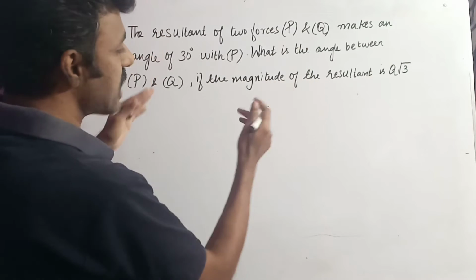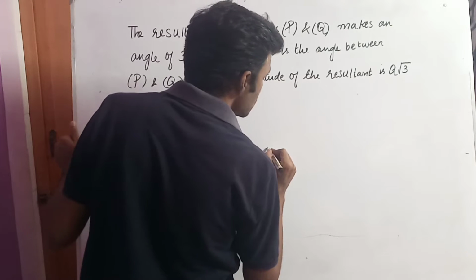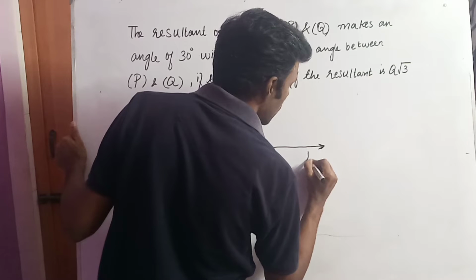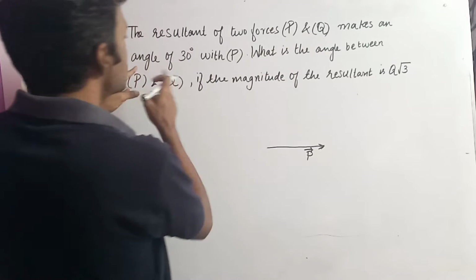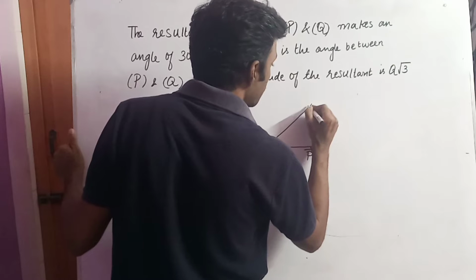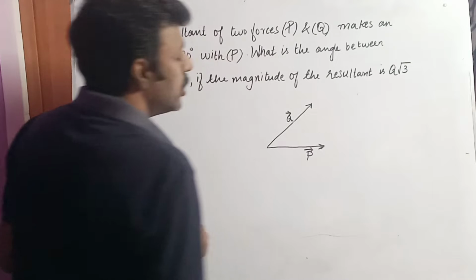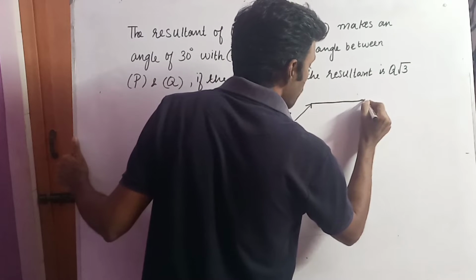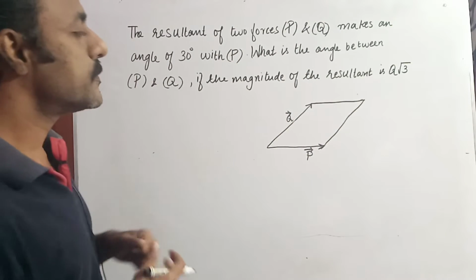First thing is, we start drawing the diagram. Okay, so you have a force that is P. This is a force that is P vector. Let us assume that this is P vector. And you have another force Q which is making an angle of 30 degree. So this Q is making an angle of 30 degree with P. This is Q vector. Okay, so according to parallelogram law of vectors, I am drawing a parallelogram. I am drawing a parallelogram like this.